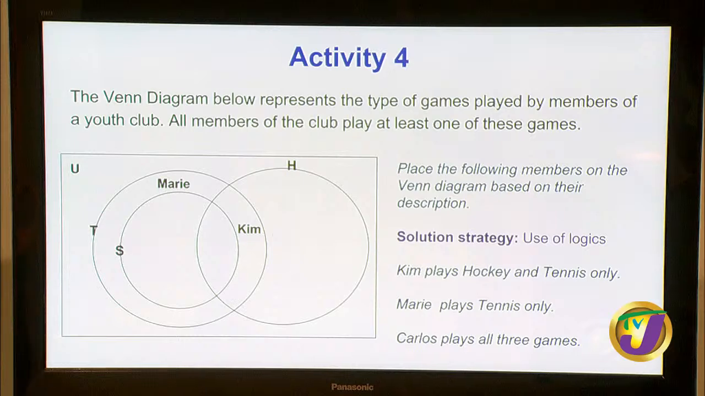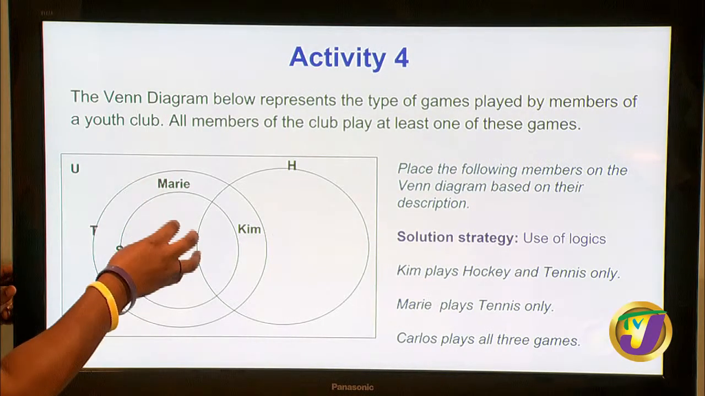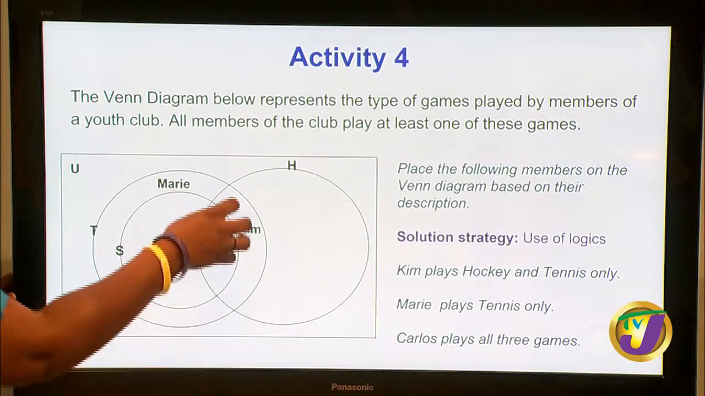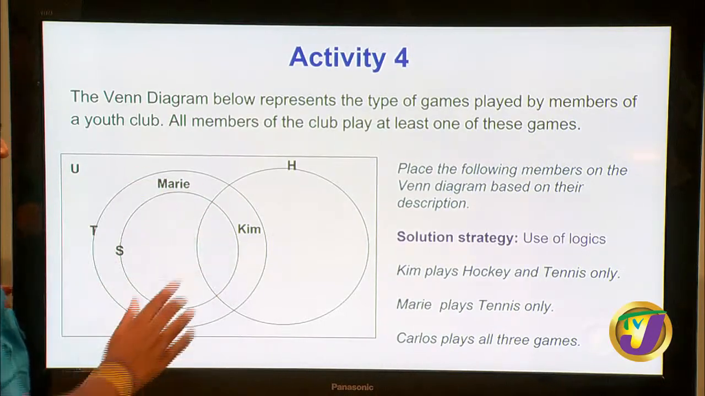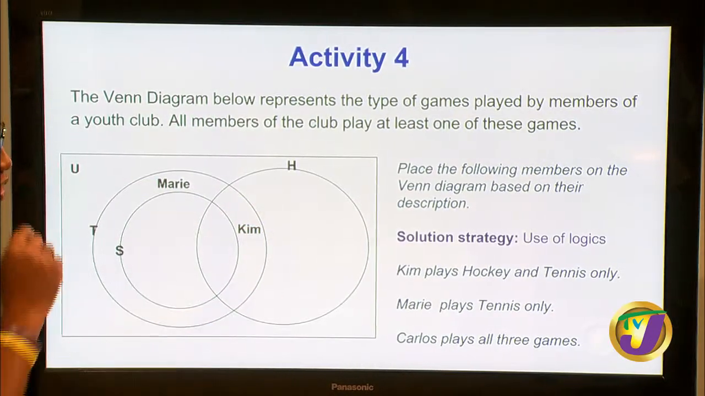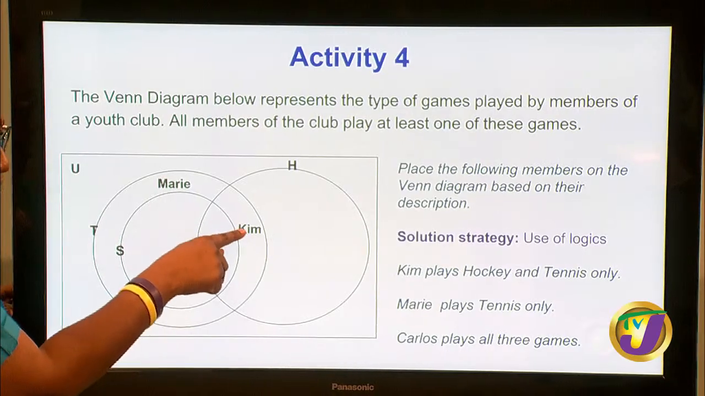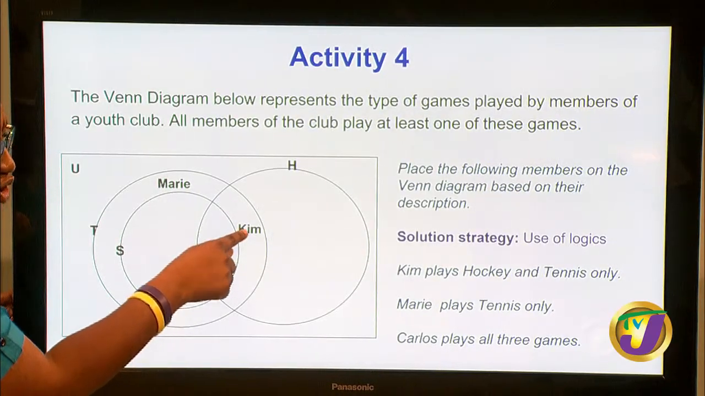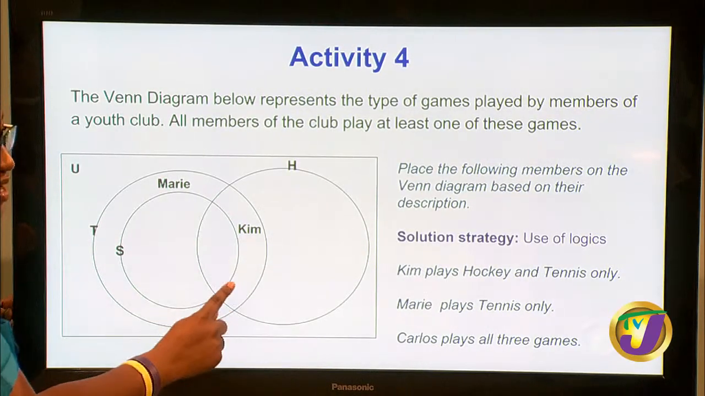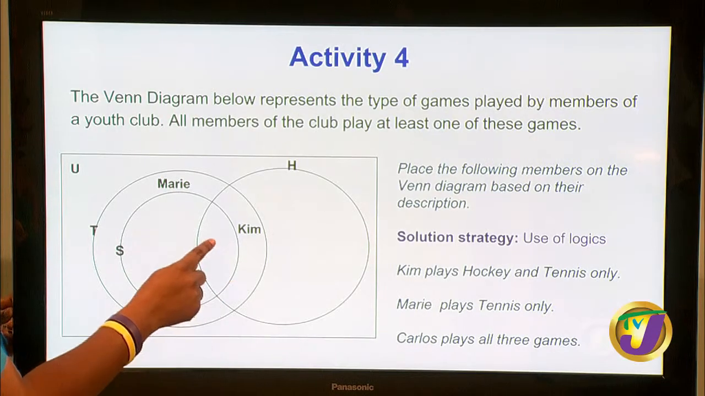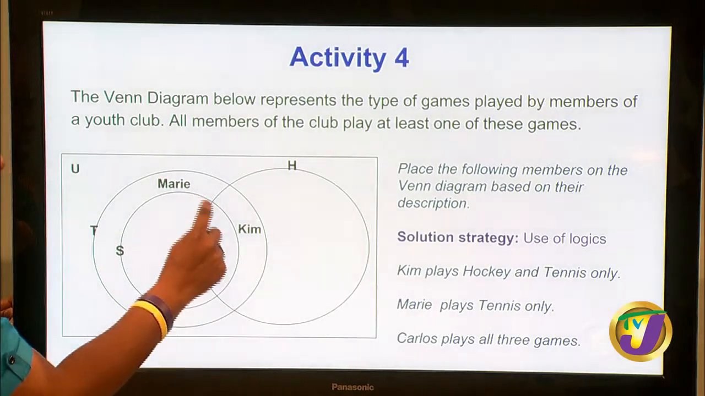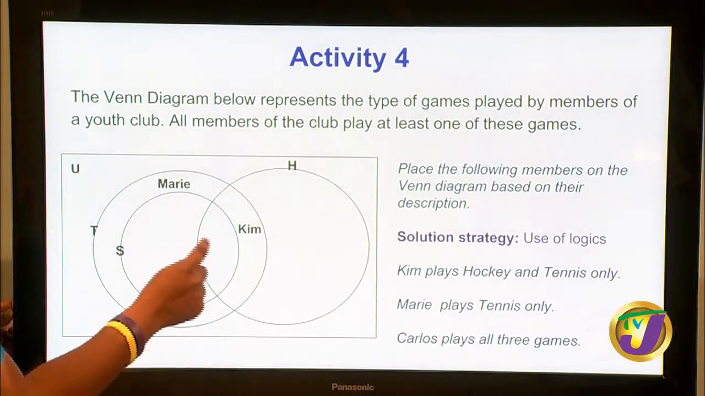Carlos. Carlos plays all 3 games. So he must be in squash, he must be in tennis, he must be in hockey. So first of all, I must be looking at some intersection going on right here. So Carlos must be somewhere here, but I need to figure out where. We had Kim here, and she played hockey and tennis only. So Carlos can't be here. So guess what? Carlos must be here, because Carlos must be in hockey. He must be in squash and tennis at the same time.